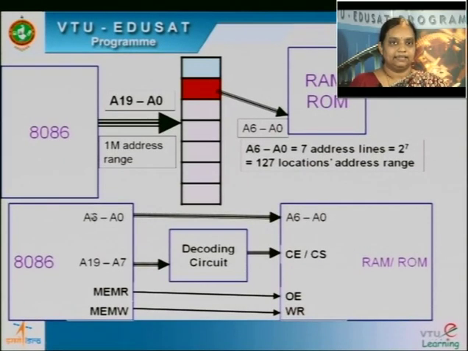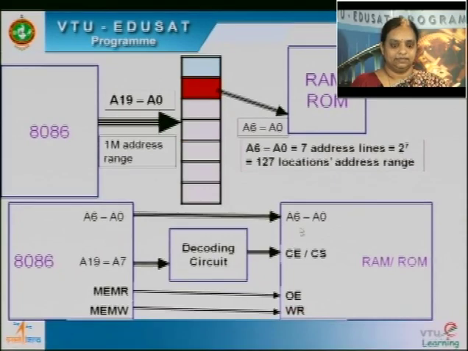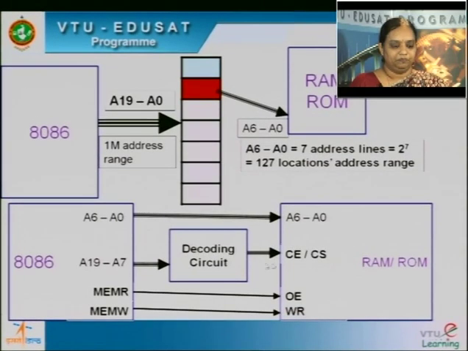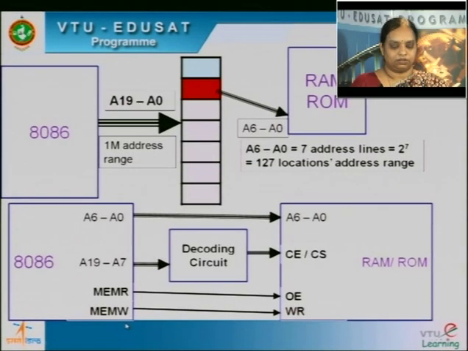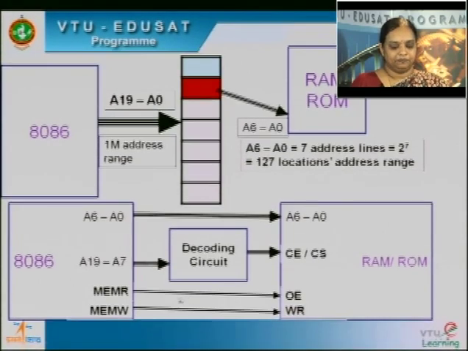What about the data lines? The data lines are directly connected to the RAM or ROM. That again we'll see in the second part. At present we are just looking at the address and the control lines. So two control lines are required: memory read and memory write.